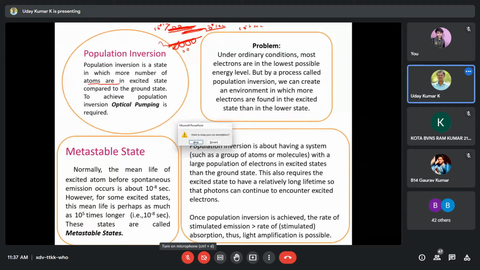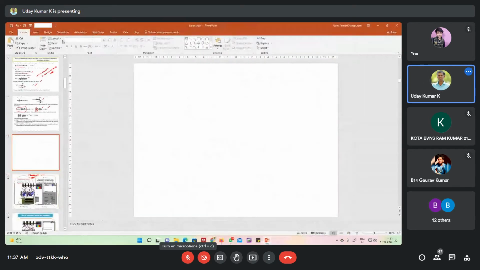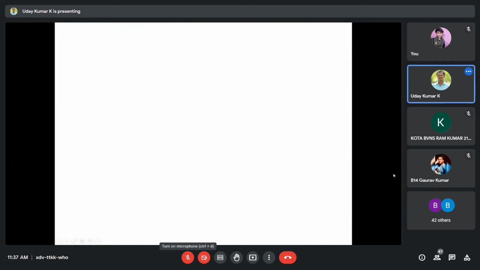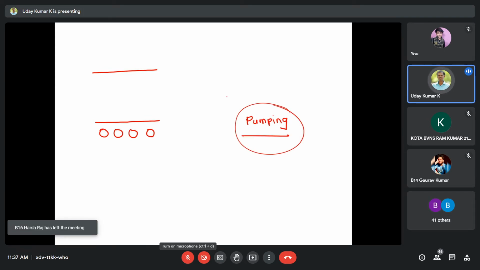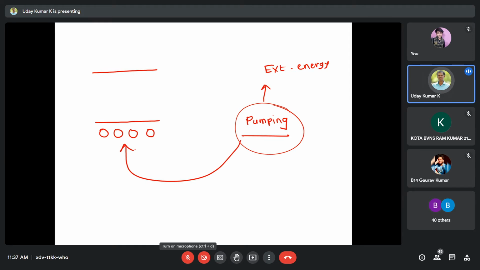All right, I'll take one more empty slide. Let's imagine that there are only 4 atoms. Now, as I said, there is something called pumping. What is pumping? Pumping is nothing but giving external energy. When you give external energy to lower energy atoms, these atoms will be excited to the higher energy level.